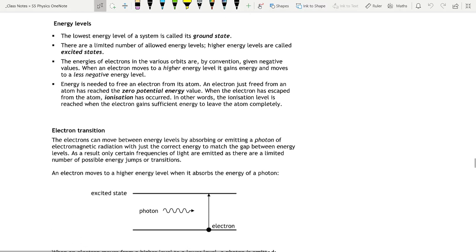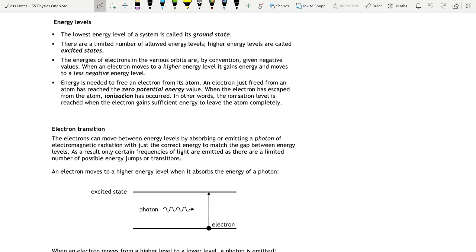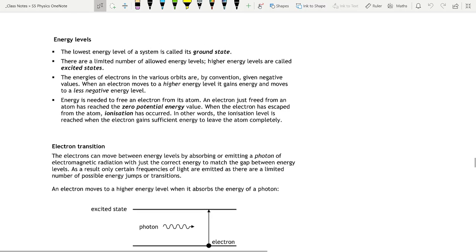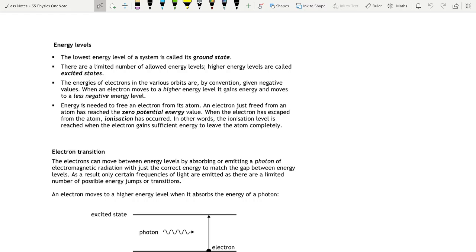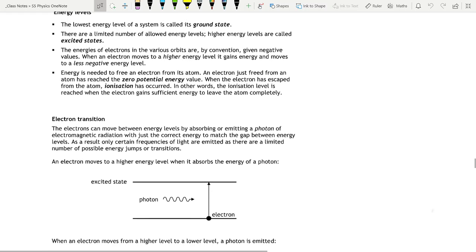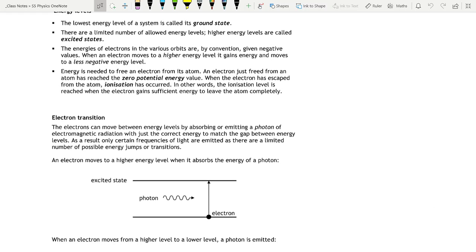The lowest energy level of a system is called its ground state, and that's the one nearest the nucleus. There are a limited number of allowed energy levels, so electrons can't exist in between them. They're either in one energy level or a different one. Higher energy levels are called excited states. Ideally the electrons would prefer to be in the ground state, but they can get excited to higher states as well. The energies of electrons in the various orbits are, by convention, given negative values, which is really annoying.